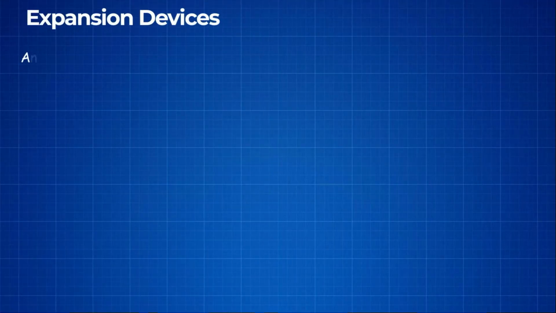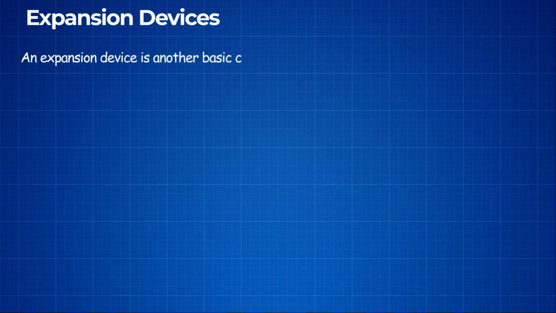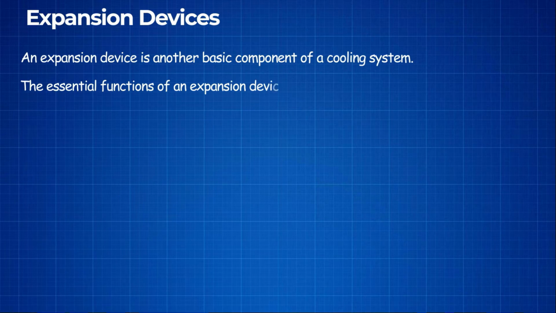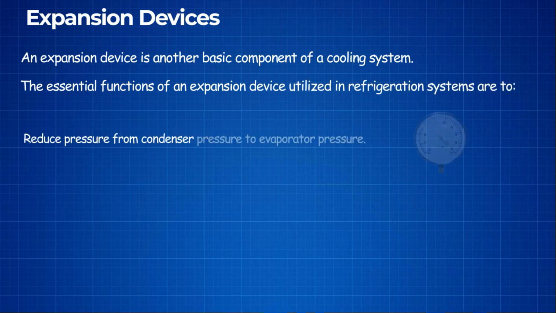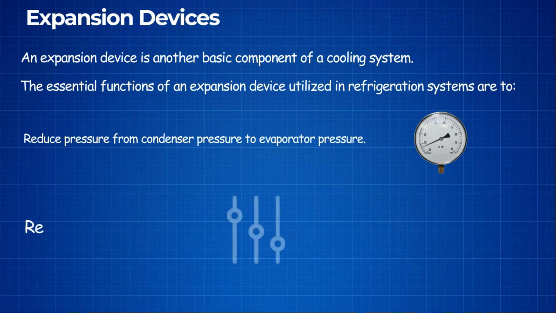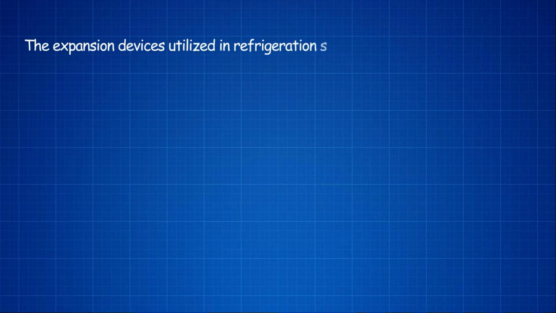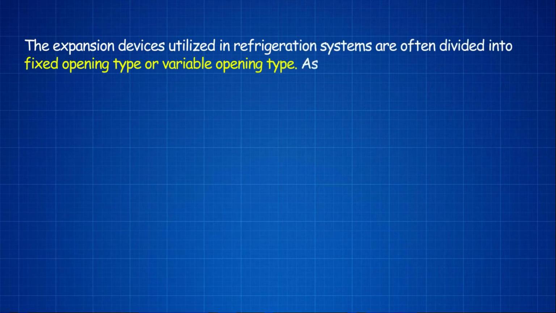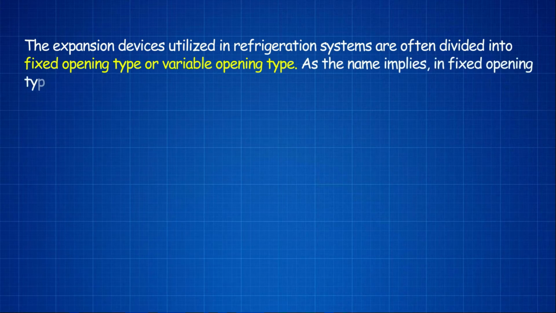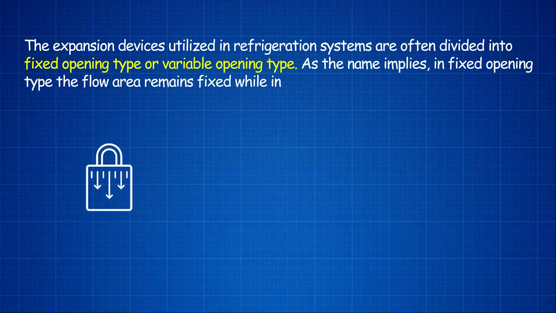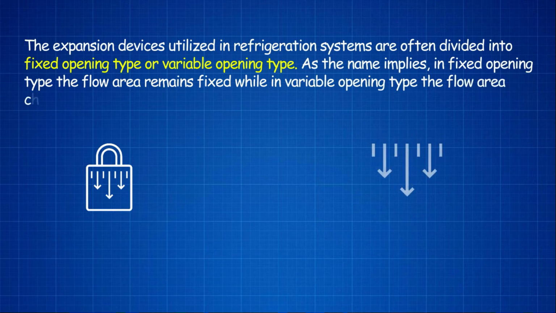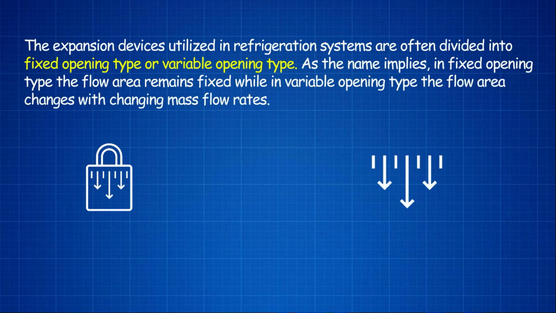Expansion devices. An expansion device is another basic component of a cooling system. The essential functions of an expansion device utilized in refrigeration systems are to reduce pressure from condenser pressure to evaporator pressure, and regulate the refrigerant. The expansion devices utilized in refrigeration systems are often divided into fixed opening types or variable opening types. As the name implies, in fixed opening type the flow area remains fixed, while in variable opening type the flow area changes with changing mass flow rates.